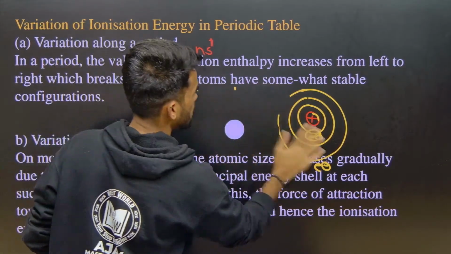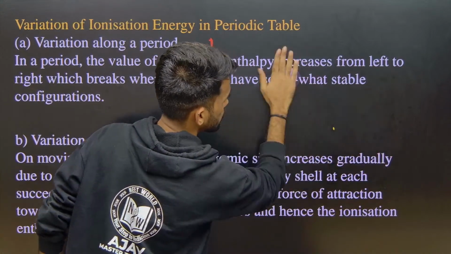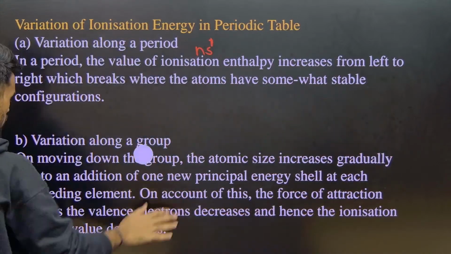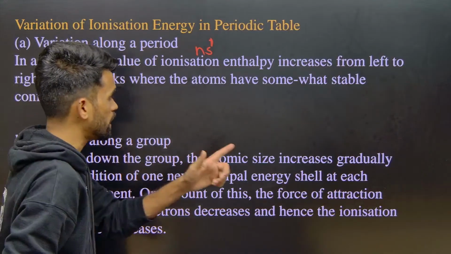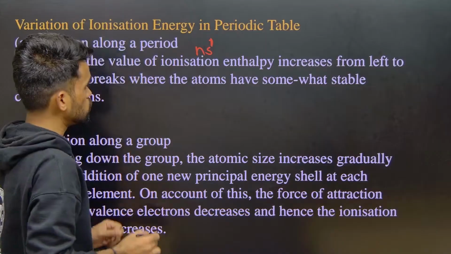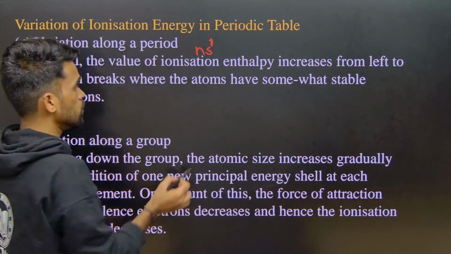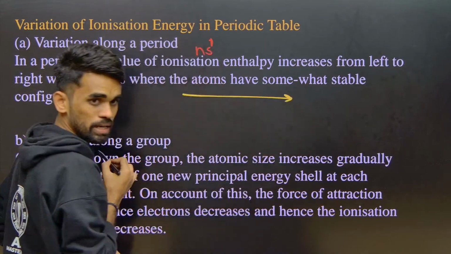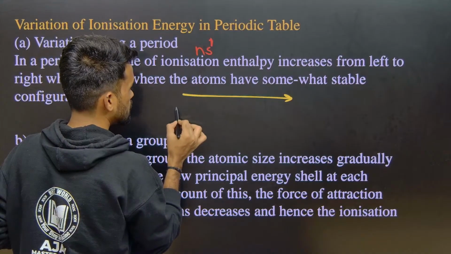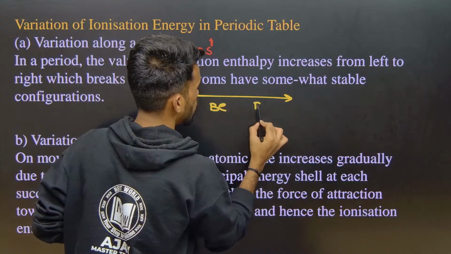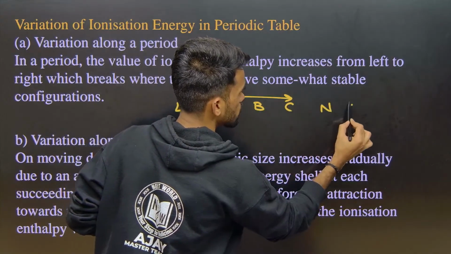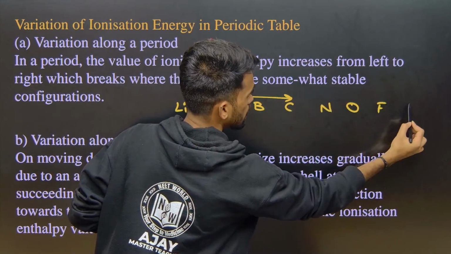So down the group, what happens to ionization energy? It decreases. So across the period, you tell me now, why does it increase? So if we go like this in a period, for example the second period elements: lithium, beryllium, boron, carbon, nitrogen, oxygen, fluorine and neon.